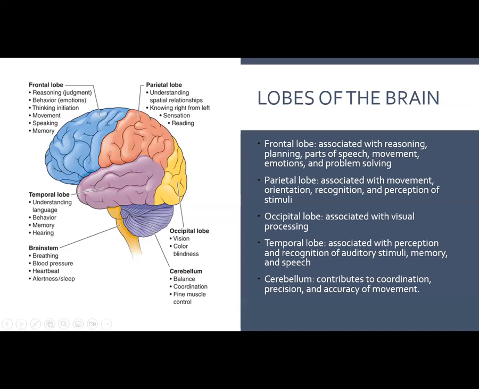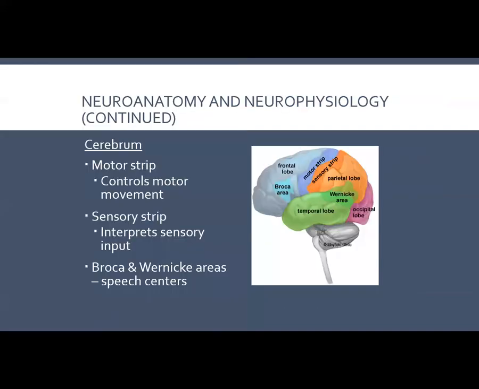And then brainstem is your breathing, blood pressure, heartbeat. Those are all the ones that are basically associated with your living aspect. If we have damage to our brainstem, then we're going to have issues with all of these things here. So for the cerebrum, some other things we've got are our motor strip, which controls our motor movement, our sensory strip, which interprets our sensory input, and the Wernicke and Broca areas, which are our speech areas.